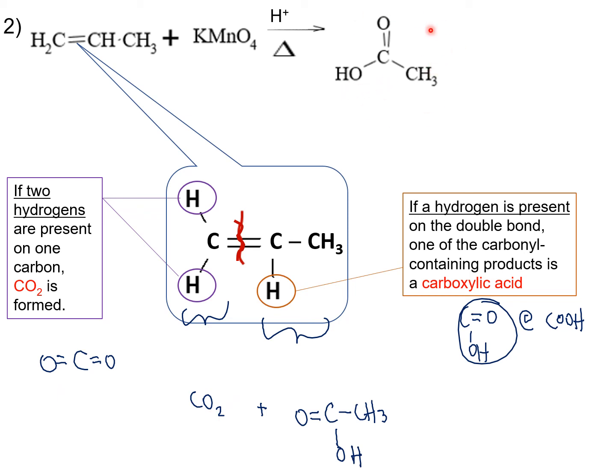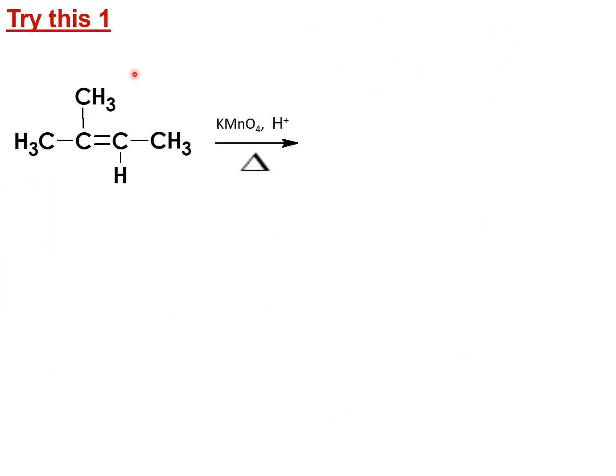Therefore, bila you nak tulis produk, you akan dapat 2 produk. Yang pertama, carboxylic acid, yang kedua ialah carbon dioxide. H2O ni lagi satu lah dia punya side product dia, tapi ni yang penting lah, dia dapat 2 benda yang penting ni. Okay? Okay, so let's try this out.